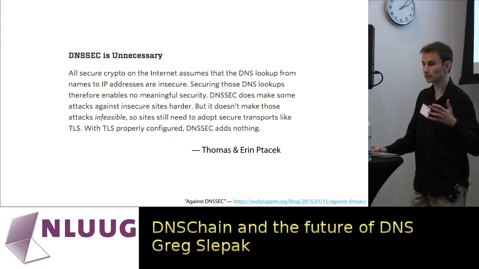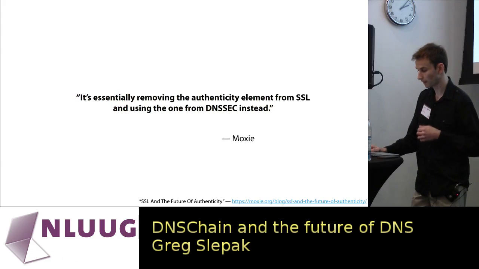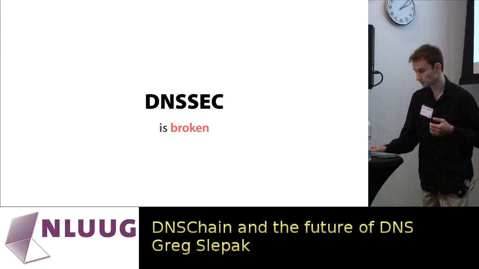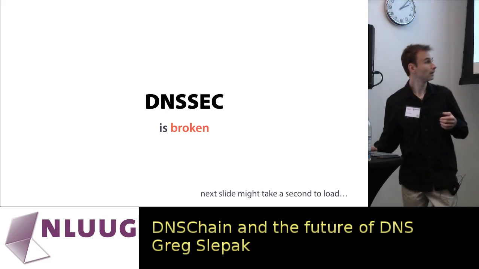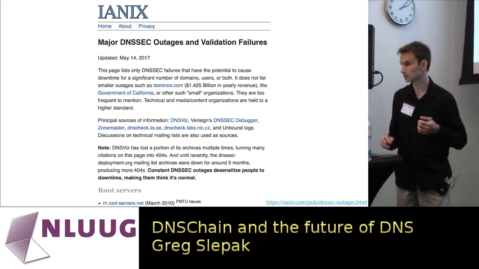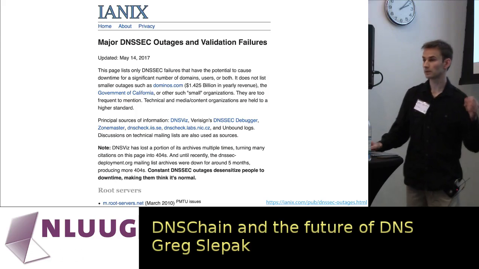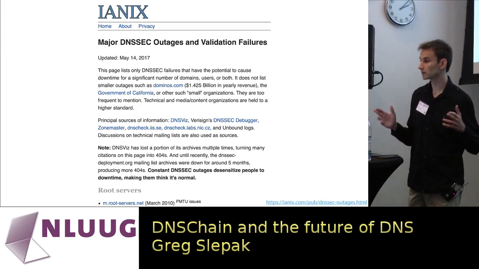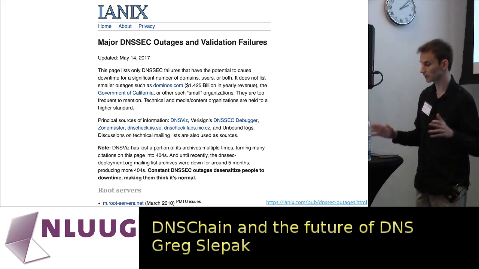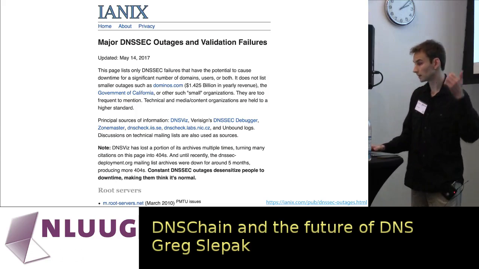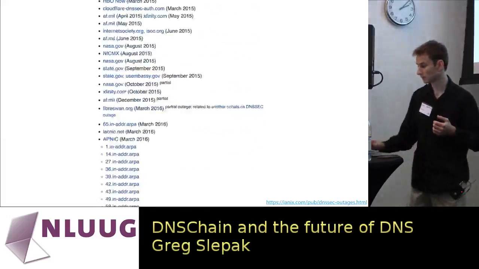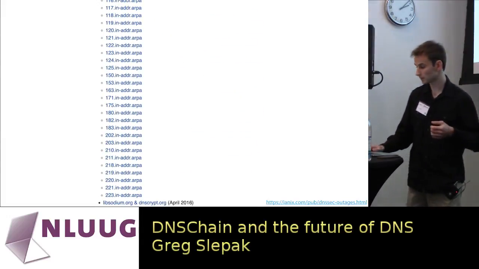But basically, TLS handles everything that DNSSEC does. This is Moxie Marlinspike, same thing. DNSSEC is broken. There's a website, and this next slide might take a little bit to load because of just how large this JPEG is. There's this amazing website that tracks major DNSSEC outages and failures, as well as software bugs and all kinds of various different problems related to DNSSEC. And as you can see, it was updated a few days ago. So here's just some of those problems. Again, that's not the end of the list.